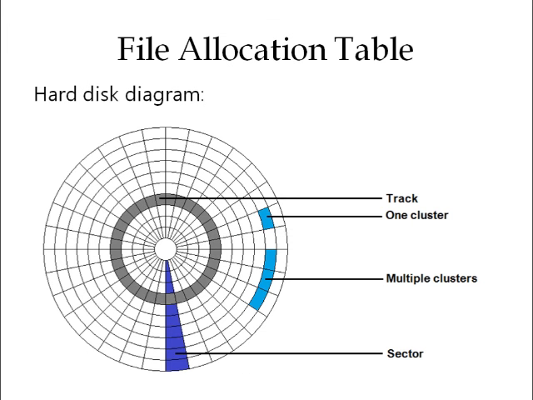This is what a hard disk looks like. There are some terms you need to know. A track is a ring around the disk. A sector makes up a section of the disk. A block or cluster is the smallest memory space you can allocate to a file, typically 2 or 4 kilobytes. Multiple clusters make up a file, and this is also called a chain.